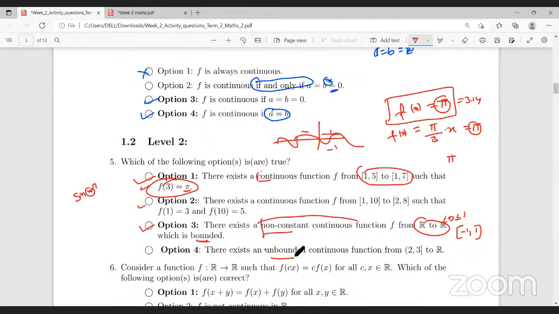Unbounded functions: 10x, tan theta, tan x. Tan x will vary from minus infinity to infinity, so its range is R. This is also unbounded. Yes, tan x is unbounded, sir. So this is also correct.